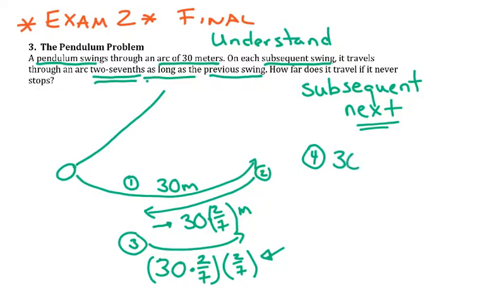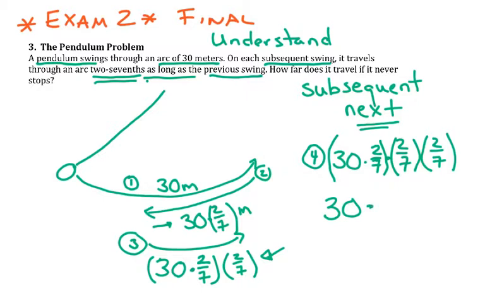So that's 30 times 2/7 times 2/7 times 2/7, which usually we would just write as 30 times 2/7 cubed. Okay, so this is just trying to get to understand the problem. This is what's happening. Now, what is being asked of us?